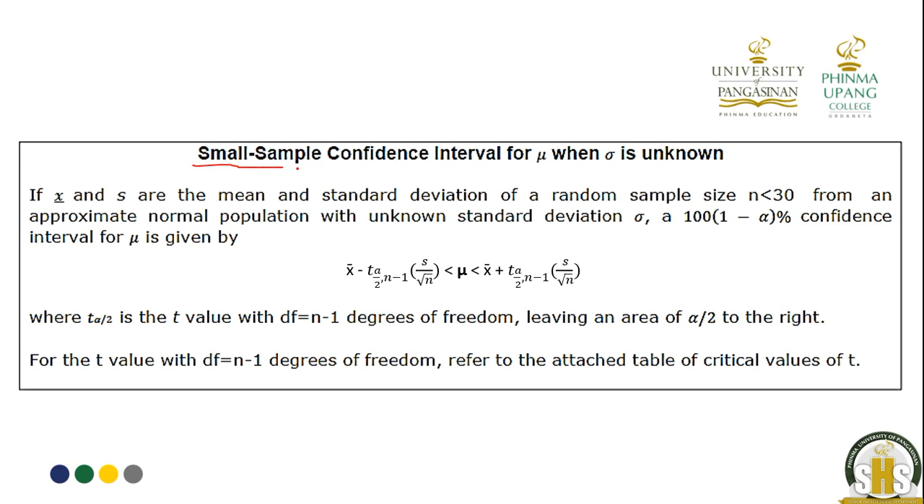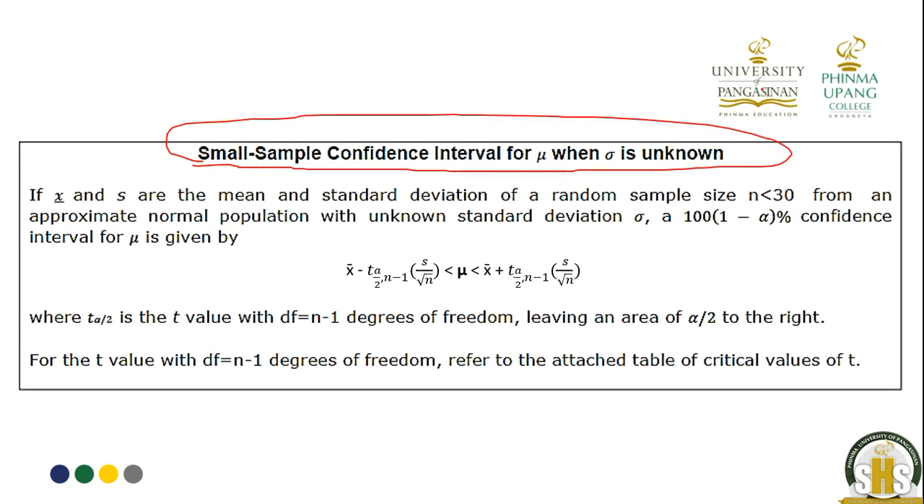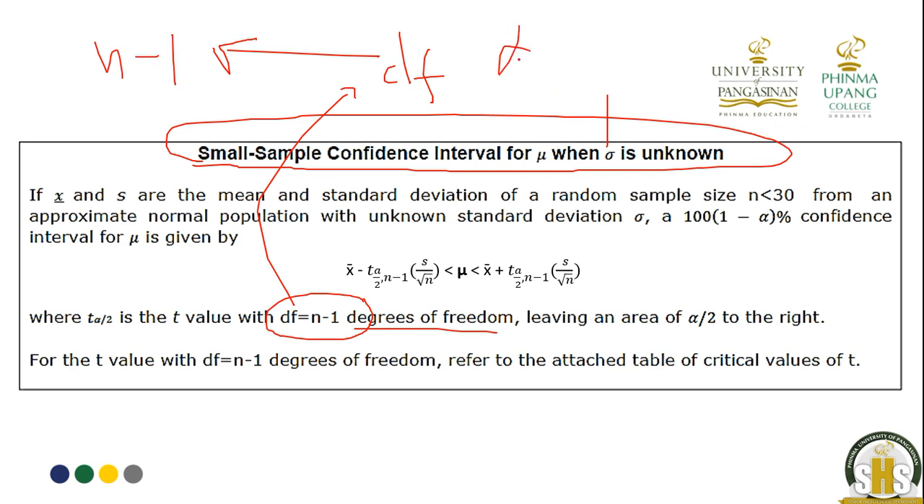This is the small sample confidence interval for mu when the standard deviation is unknown. It is almost the same. So what is the difference between the two? The difference is that we have what we call the degree of freedom, denoted by DF. Where do we get the degree of freedom? It is n minus 1. All you need to do is get the value of n, then minus 1.